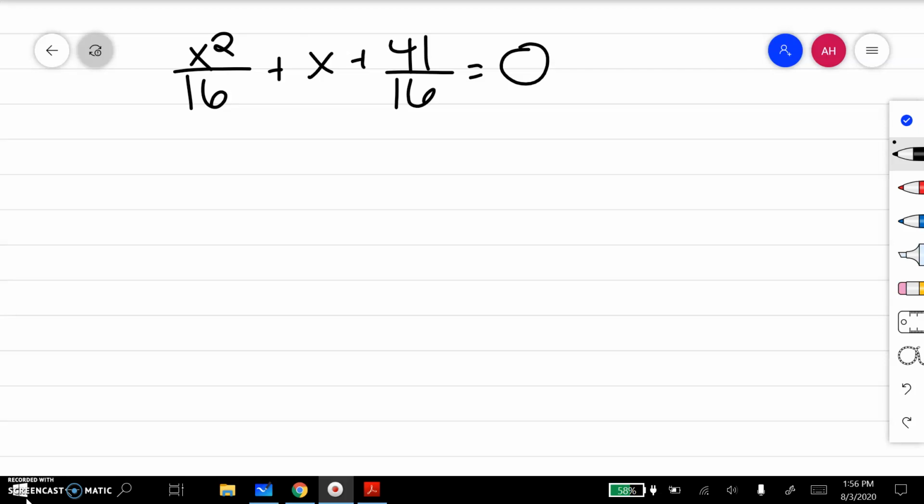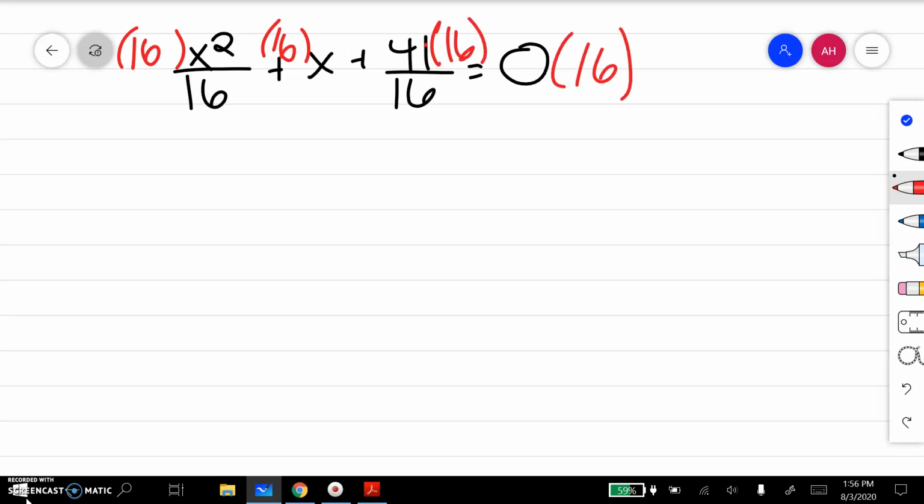So if you remember from a previous chapter, to do that, we multiply by the common denominator, which in this case is 16. So I'm going to take this and multiply by 16 on each of these terms, even the one without a fraction, and on both sides. So here the 16 cancels, and we've got x squared plus, this just gives us 16x, plus 16's cancel here, we get 41. And on the right side, we get 0.